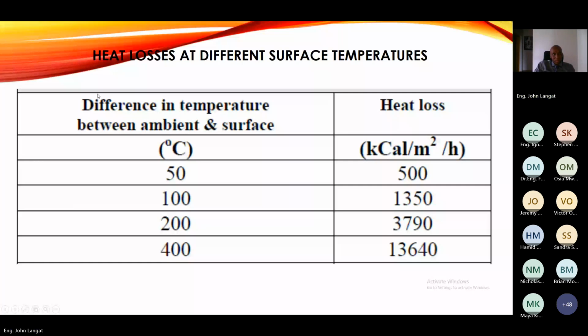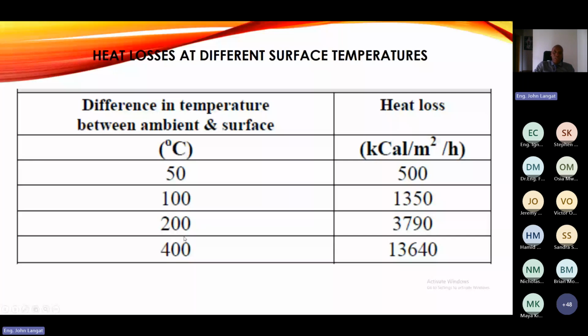If a surface is exposed, this is the amount of heat. If your temperature is reading that, you are losing 500 kilocalories per whatever. And if it's reading 100, then you are losing 1.3 megacalories per meter square. You should be in a position to estimate the area and calculate the amount of heat loss, same for 200 and 400.